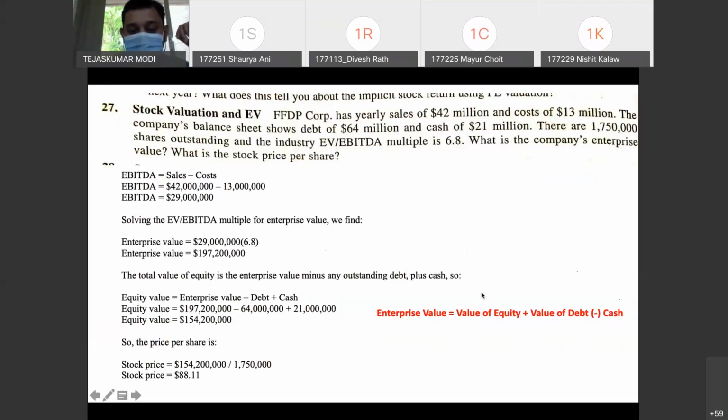This is just applying the formula, a very simple question, but still, if you want to ask me, please feel free. EBITDA is given to you. From that, using the industry data, we can calculate the enterprise value, and from the enterprise value, we can calculate the equity value, and equity value divided by number of shares is the share price today. That is the second question.